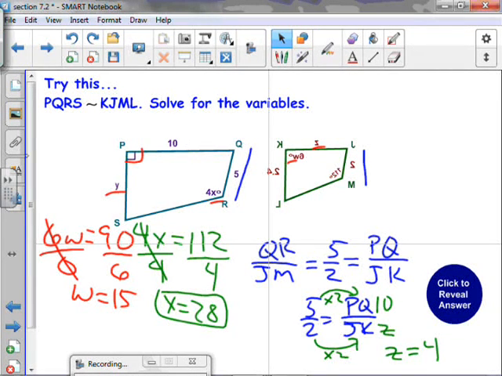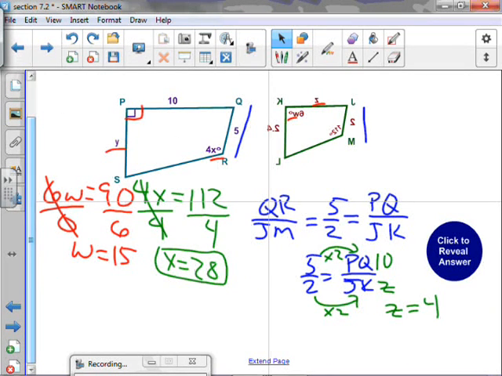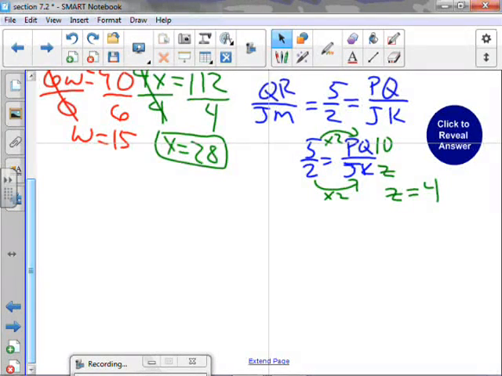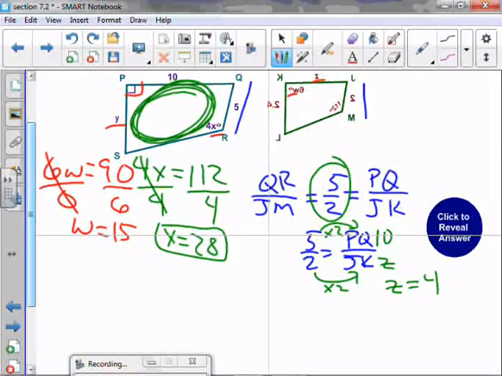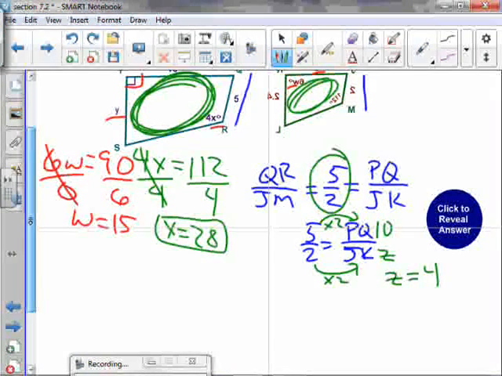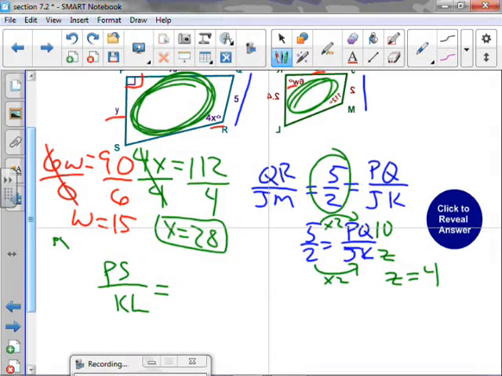Let's give myself a little more space. What's the last one? Y. Well, I'm going to go back to my ratio that I found here. 5 over 2 is the ratio of any side from this shape right here to any side from this shape right here, as long as they are corresponding sides. Okay? So I have PS over, is that KL? Yep. KL equals y over 2.4.